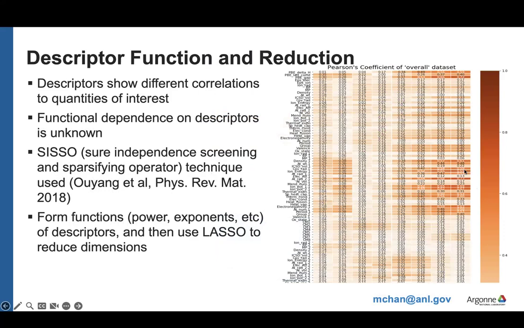And it seems like there are certain things that have very strong correlation as well, but nothing's overwhelming. So the way to deal with something like this, where you have a lot of inputs, a few outputs, and you don't know what combination of inputs actually matter, there's an approach called SISSO, sure independence screening and sparsifying operator.